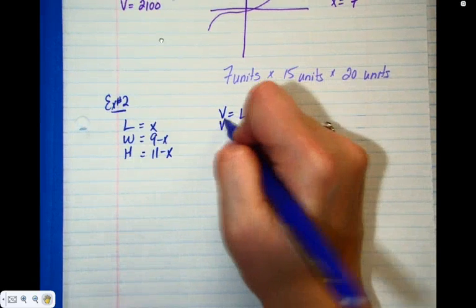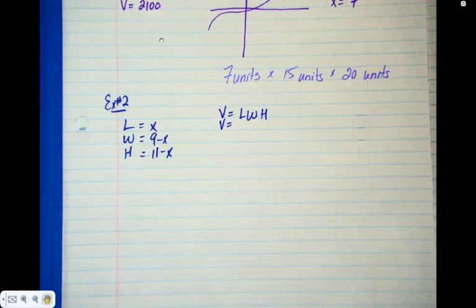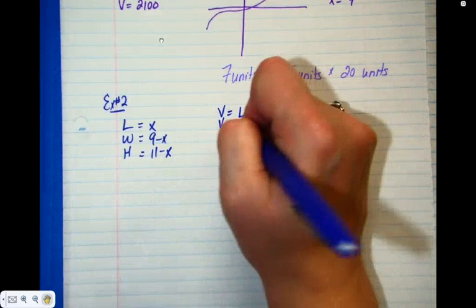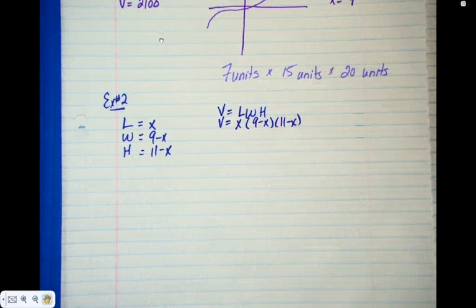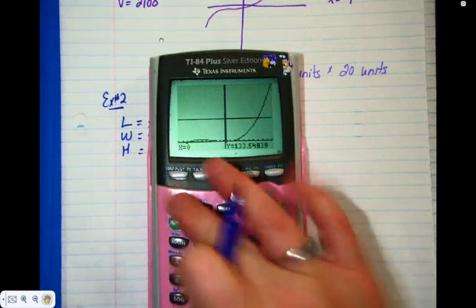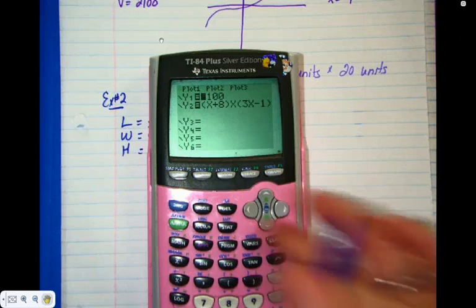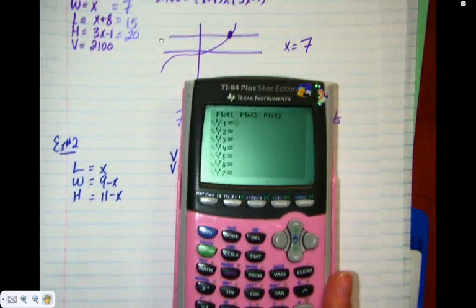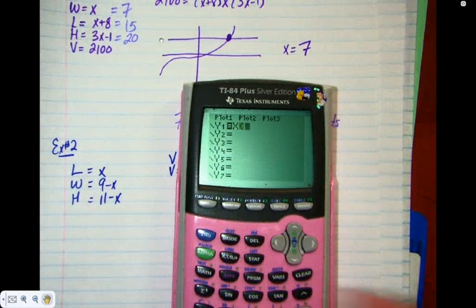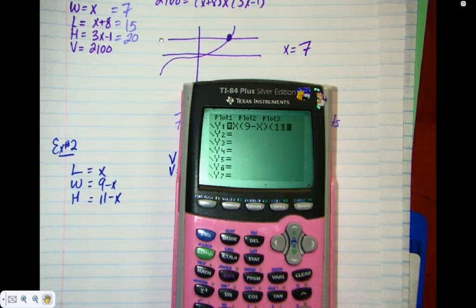Difference this time is I don't have anything to put onto the left-hand side, so I'm just going to leave it as V. My length, we said, was x. Width, 9 minus x. Height, 11 minus x. So what do I do when I don't have something on the left-hand side, like the first example? Well, we're just going to graph it and see what happens. So in this case I'm not going to have a Y1 and a Y2. I'm just going to put it all into Y1, so whatever's on the right-hand side. So my x, 9 minus x, 11 minus x.